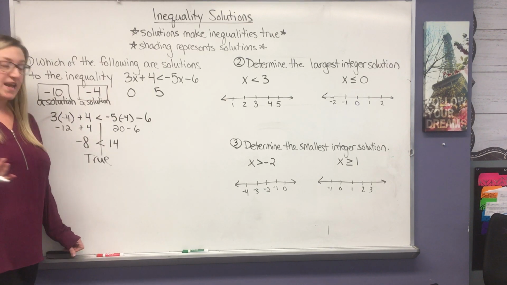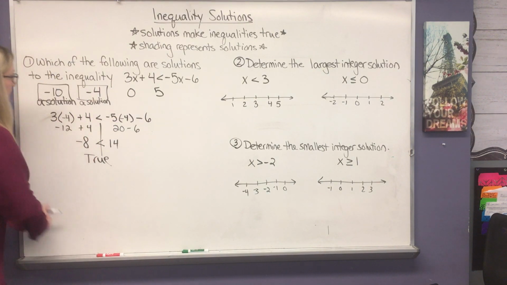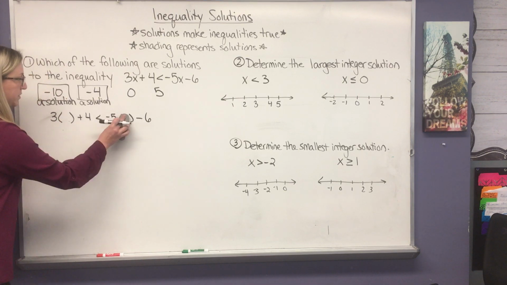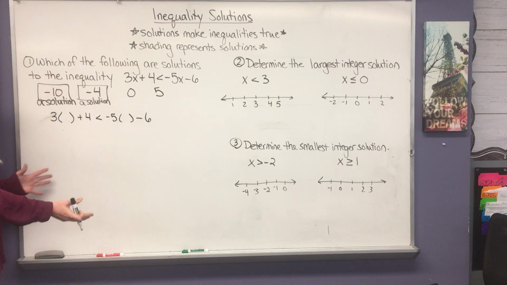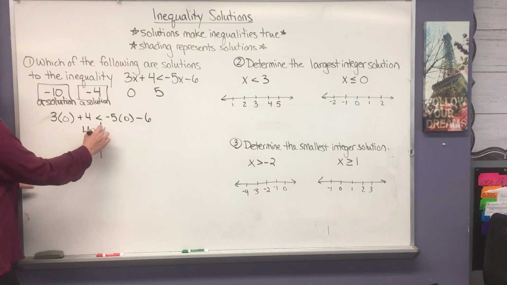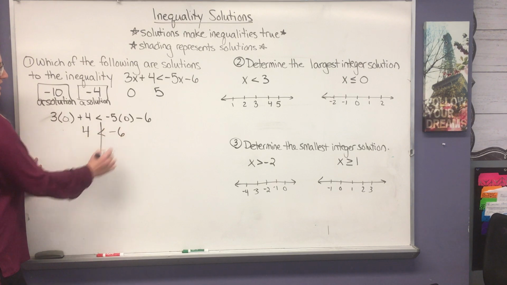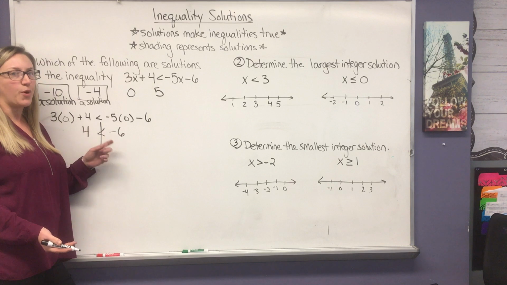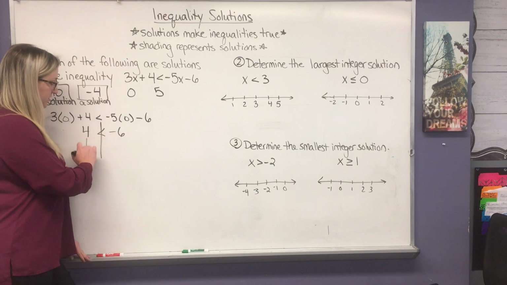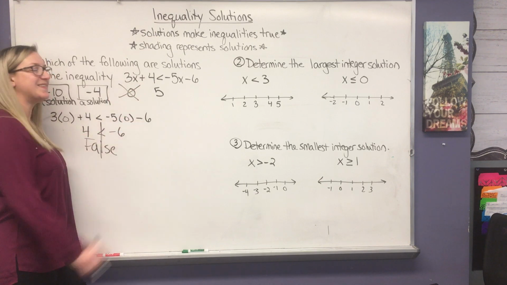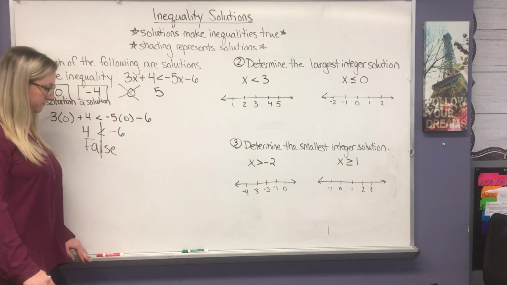We're going to try the next two. You wind up with zeros in place of the x in this case. You wind up with positive 4 is less than -6. That's not true. Any positive number is not smaller than any negative, so this is false. That tells me the number I plugged in is not a solution.